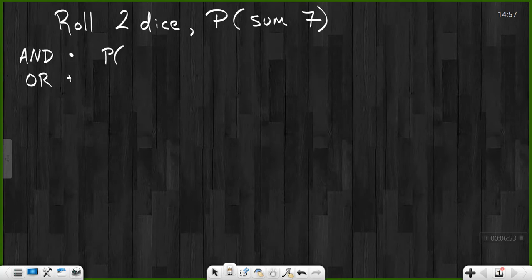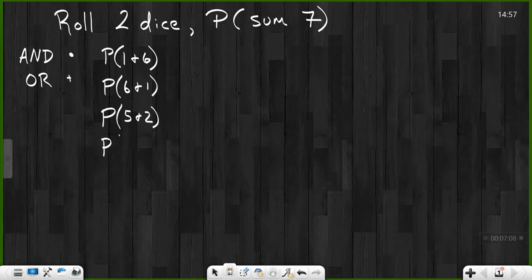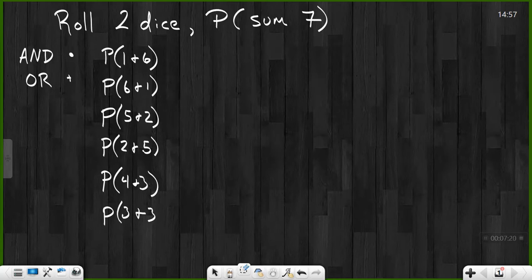That is the probability of getting a 1 and a 6. But that's also the probability of rolling a 6 and a 1. It's also the probability of what if I got a 5 and a 2, or a 2 and a 5. And then lastly, what if I rolled a 4 and a 3, or a 3 and a 4? Because you've got to remember, those are 2 different options. When I roll a 4 and a 3, it's different from a 3 and a 4, because it's what you get on the first die versus what you get on the second one.